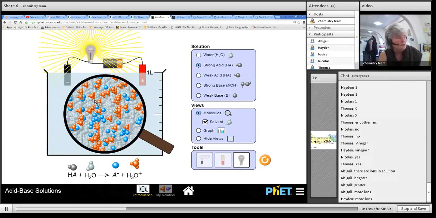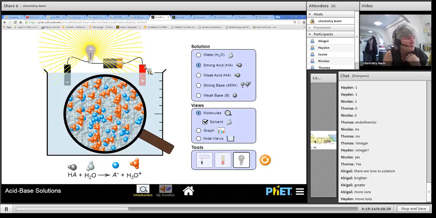And so you would point out that a strong acid would dissociate completely to have lots of ions in solution, so it can carry a greater current than a weak acid, which only partially dissociates, so you've got a few ions in solution. Okay, now let's look at a strong base.